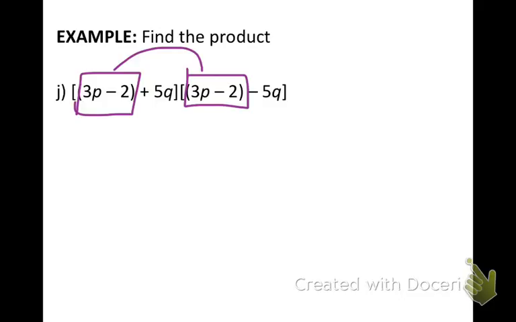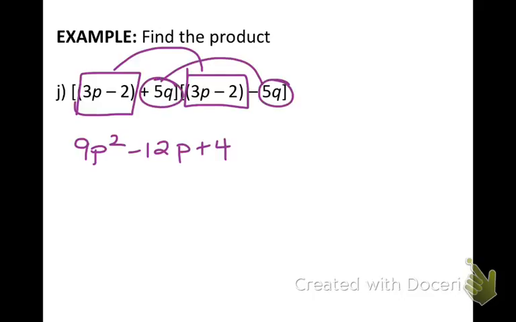Can we mentally do this in our heads? What would this go to? 9p squared. What would be your middle term? So this would get you negative 6. This would get you negative 6. So negative 12p. And then a plus 4, right? And then what do we get when I do the last terms and multiply them together? Yeah, isn't that what we had previously? Just had to rewrite it.